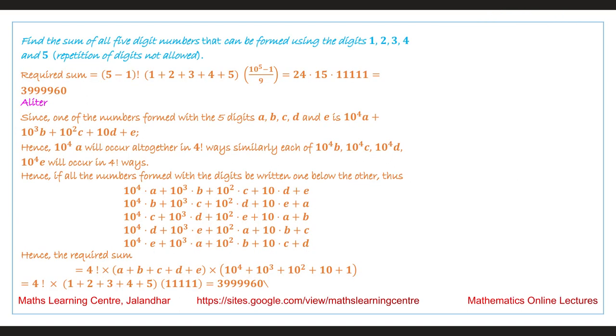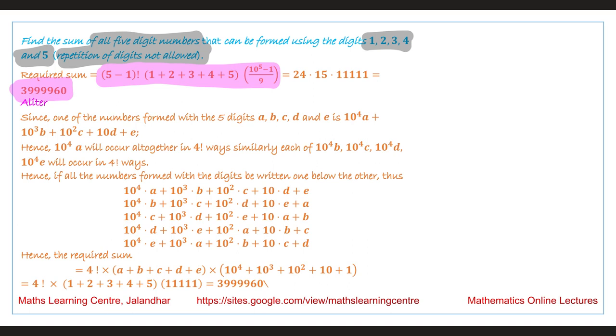Now based upon this, we have the following question: find the sum of all 5 digit numbers that can be formed by using the digits 1, 2, 3, 4 and 5. Repetition of digits is not allowed. By applying the direct formula, we can write the answer as 5 minus 1 factorial into 1 plus 2 plus 3 plus 4 plus 5 into 10 raised to the power 5 minus 1 by 9, and the answer we obtain is 3999960.